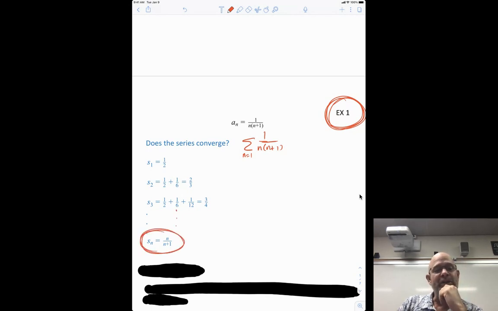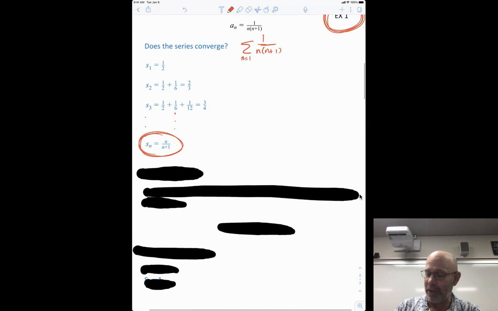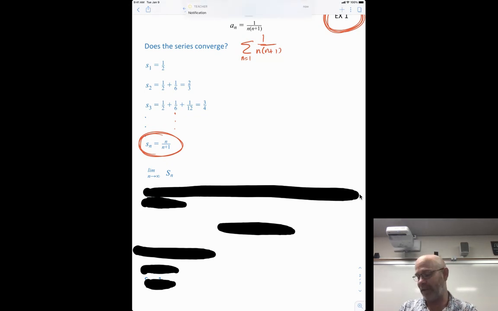Okay, so notice the first partial sum is 1 over 2, the second partial sum is 2 over 3, the third partial sum is 3 over 4. So the nth partial sum is always n over n plus 1. If right now I asked you to add up the first 100 terms, it would be 100 over 101. Boom, got it. Then, because now we have a sequence, we find the limit of those partial sums. Whatever the limit of those partial sums is going to be the limit of my series. If it's not infinity, it's a number.